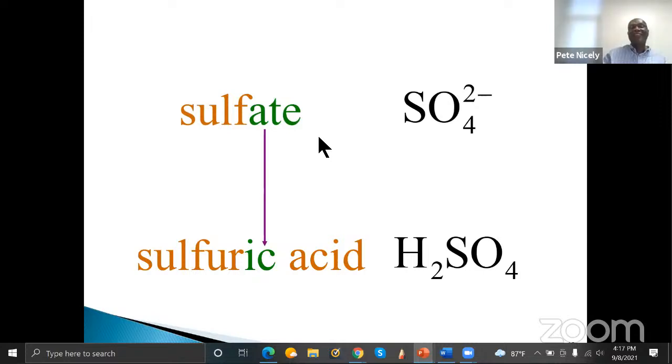So if the name of the anion ends with ITE, then the corresponding acid name would end with OUS acid. If the name of the anion ends with ATE, then the name of the corresponding acid ends with ic acid. Okay, some more examples.